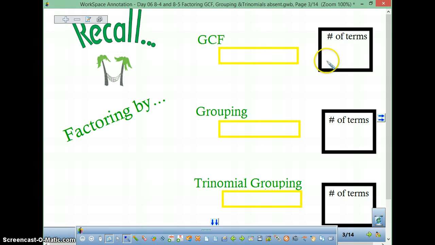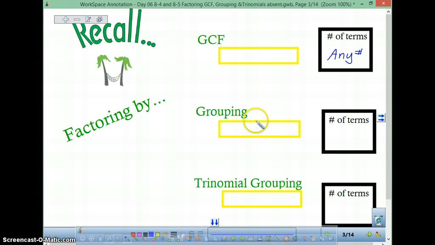How many terms do you need to be able to factor by GCF? Well, it could be 2 terms, it could be 4 terms, it could be 3 terms, it could be any number. How many terms do you need to do grouping? Must be 4. How about trinomial grouping? Well, that kind of gives it away. A trinomial is a polynomial with 3 terms. Okay?